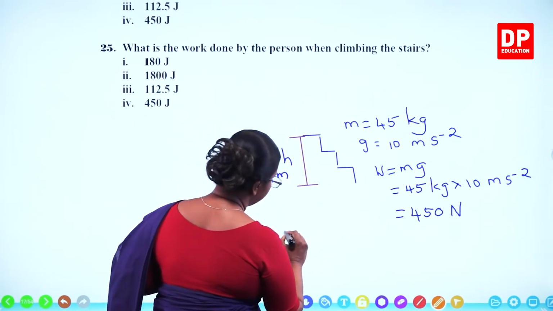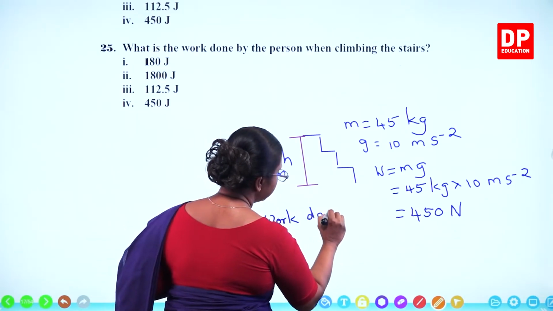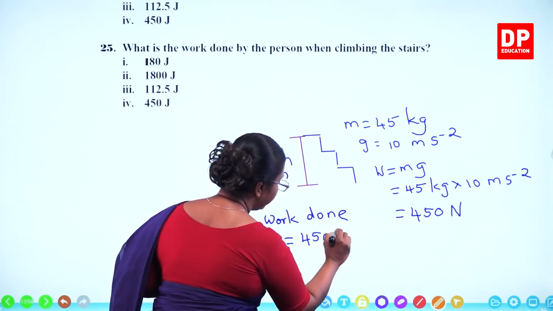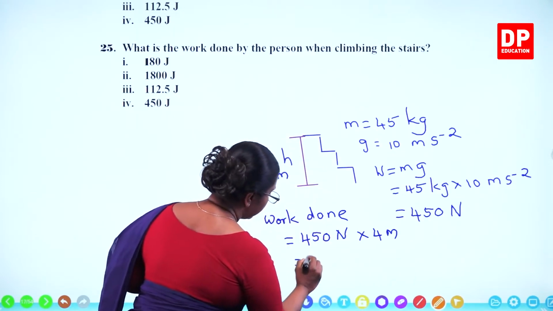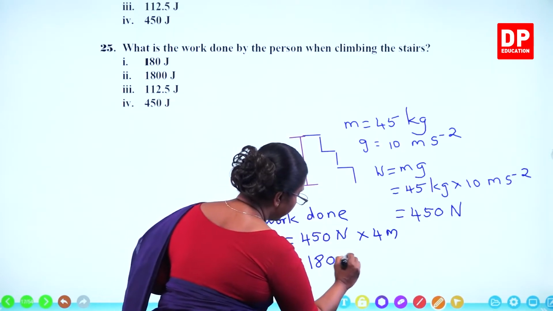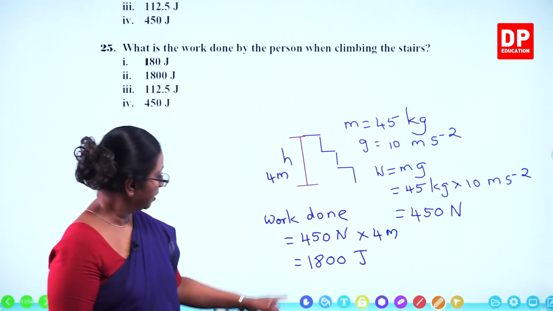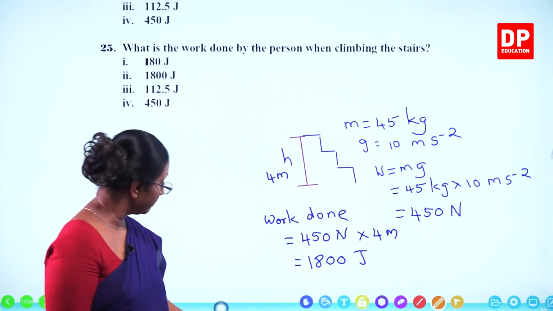So what is going to be the work done? Work done is equal to 450 Newton into 4 meters. That is going to be 1800 joules. 450 into 4, 1800 joules. That is the work done.